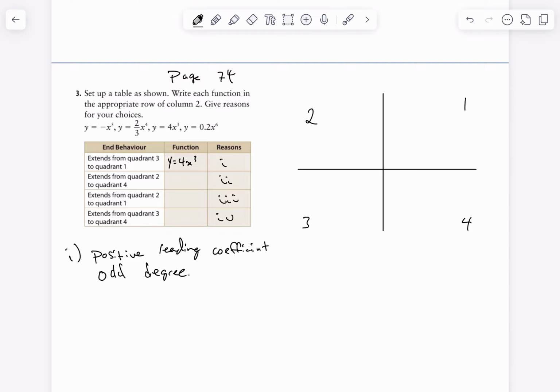Okay, extends from quadrant 2 to quadrant 4. So that would be something like this. Okay, and to me, so we got rid of 4x cubed. To me, it's an odd function, and from what I can see in my list, there's only one other thing there, and it would be y is equal to negative x to the 5. That's the only other odd function that I'm seeing. And remember, the leading coefficient on that negative x to the 5 is negative 1. And so a vertical reflection has occurred. And so we're going to say we have a negative leading coefficient.